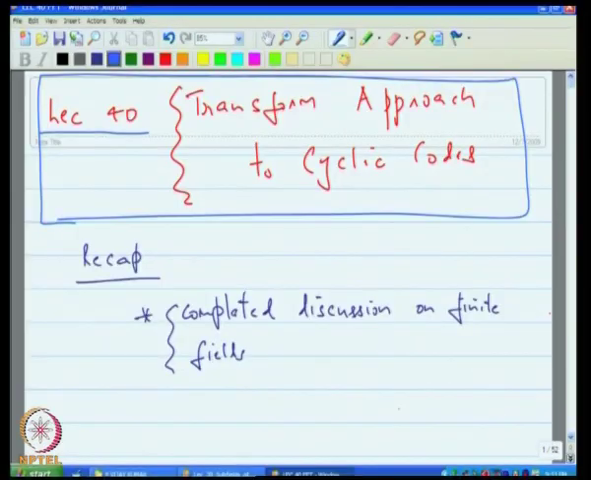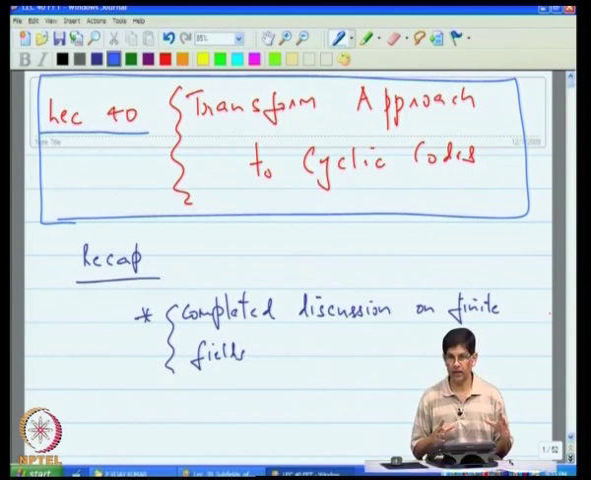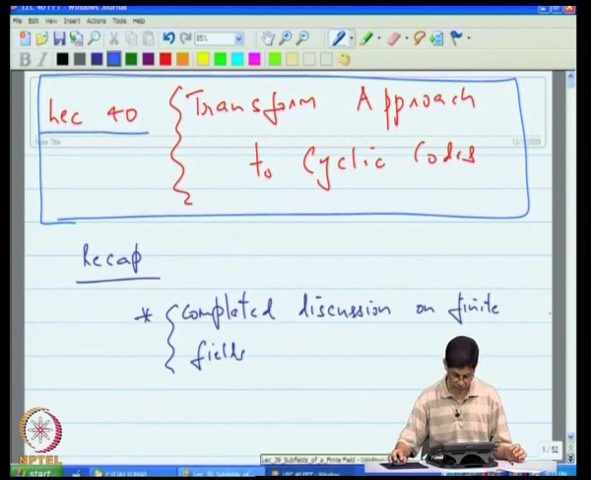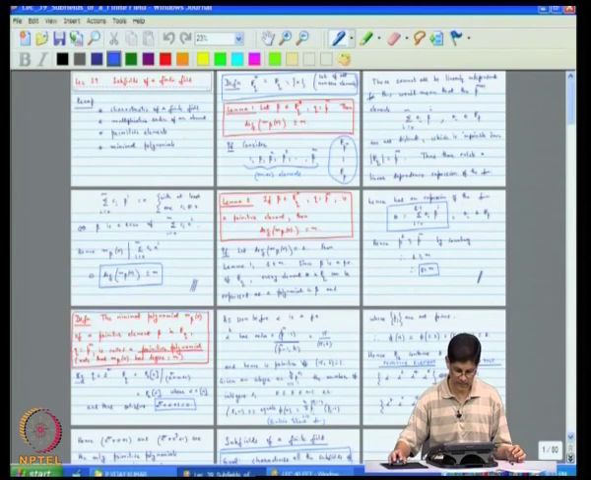So the title of today's lecture is a transform approach to cyclic codes. So what that means is that we worked very hard in trying to understand finite fields, because that is the mathematical background you need to be able to understand cyclic codes, and now finally we have reached that point where we are ready to start studying the codes themselves. Okay. But as usual, I will begin with a quick overview of what we discussed last time.